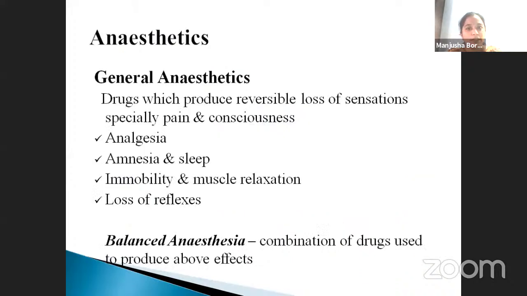The most important topic in dentistry is anesthetics. Anesthetics are broadly categorized into two groups: general anesthetics and local anesthetics. General anesthetics are drugs which produce reversible loss of sensation, especially for pain, and consequently produce analgesia, amnesia, immobility, muscle relaxation, and loss of reflexes. One more important terminology related to anesthesia is balanced anesthesia. It is the combination of drugs used to produce amnesia, muscle relaxation, sleep, analgesic effect and loss of reflex state.